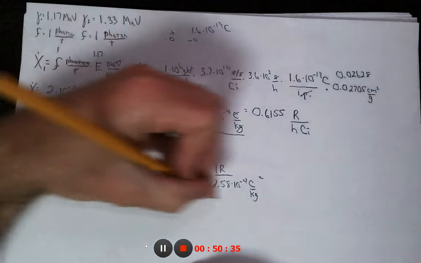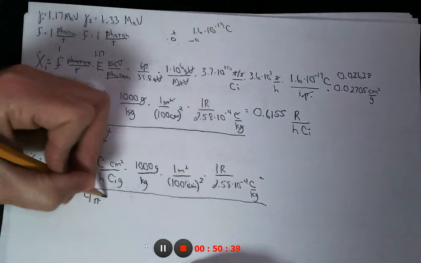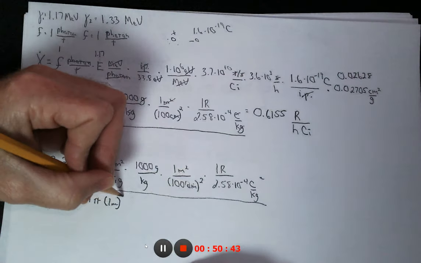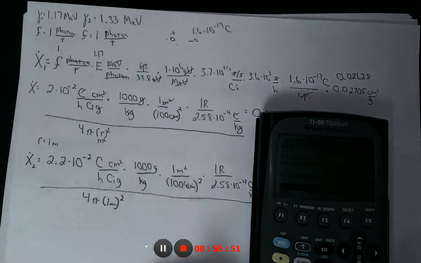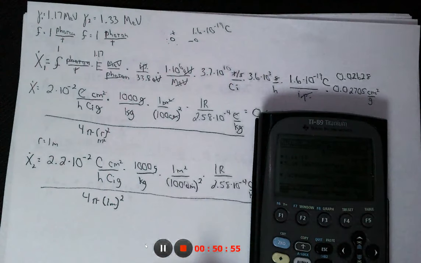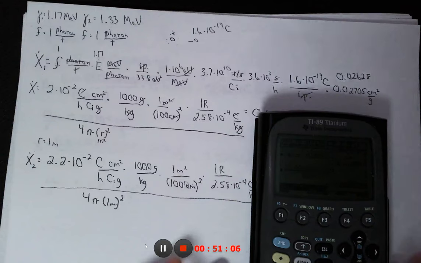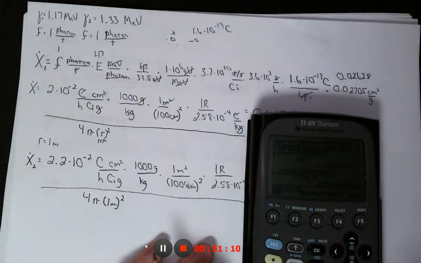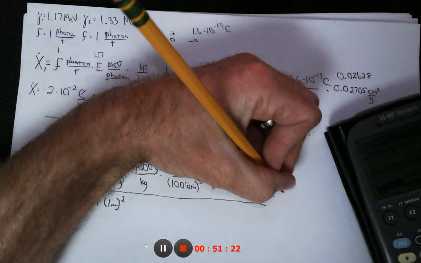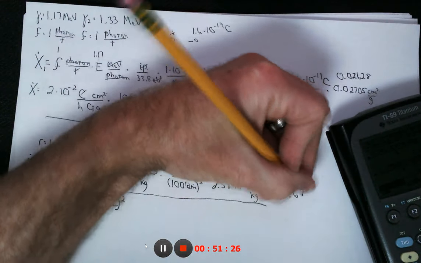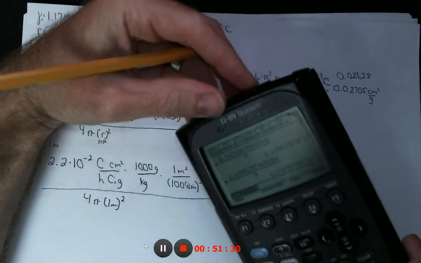And then divide that whole thing by our surface area of a sphere, 4 pi, 1 meter squared. Okay, so crunching all those numbers, we get 1,000 divided by 100 squared divided by 2.58 e to the negative 4. Divide that by 4, divide that by pi. I know I'm leaving out the r squared, but it's just 1, so divided by 1 would be 1. Same thing. So we end up with 0.679.